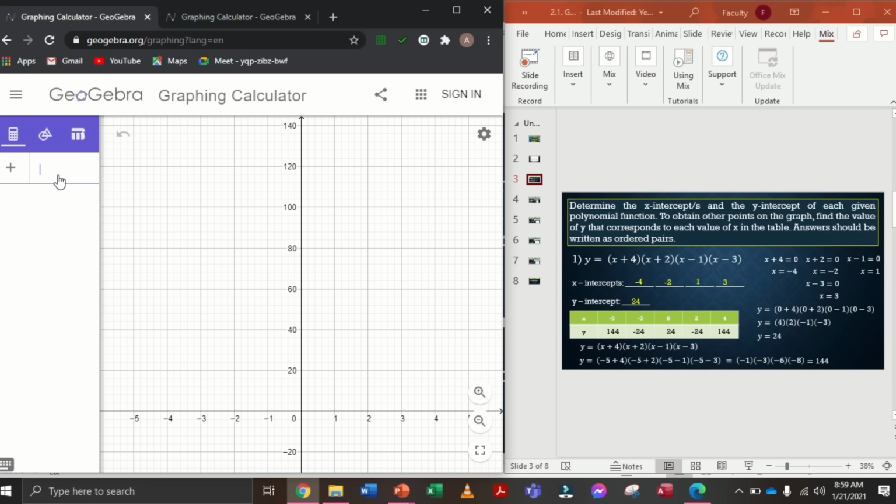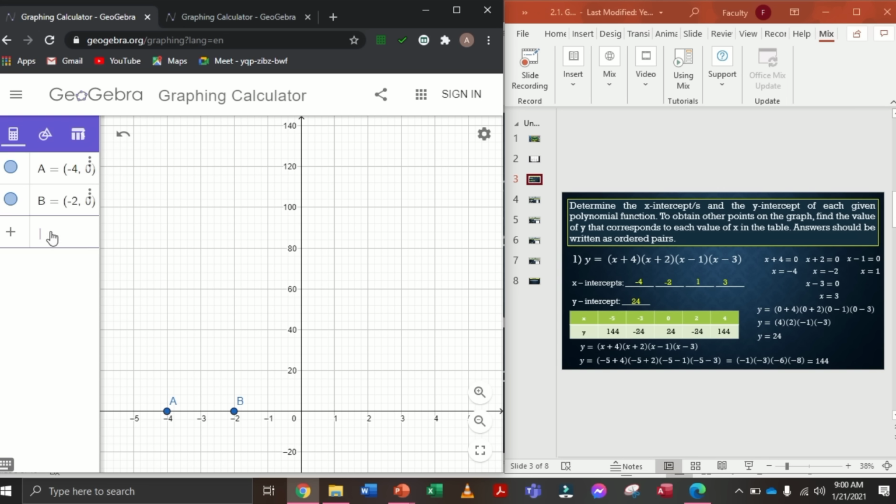So, first, ipapakita ko sa inyo yung mga point, okay, yung ordered pair ng x-intercepts natin. First is yung negative 4. So, yung x-intercept, of course, that is negative 4, 0. Okay? And next is negative 2, 0. Ayan, makikita nyo ha. Ibig sabihin yung graph natin dadaan sa mga point na yan, class.